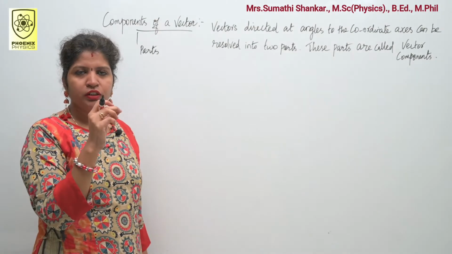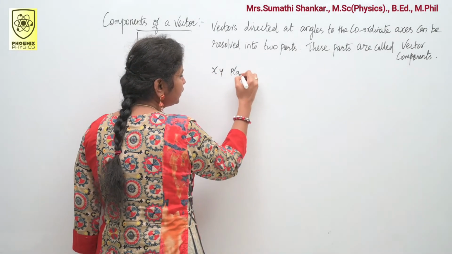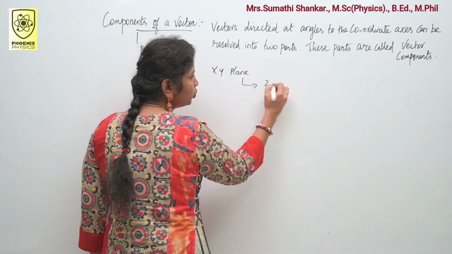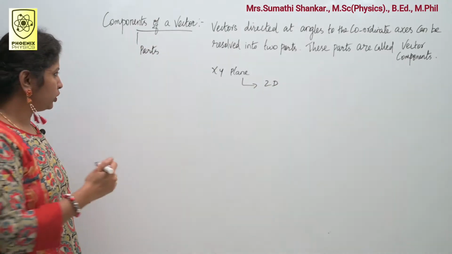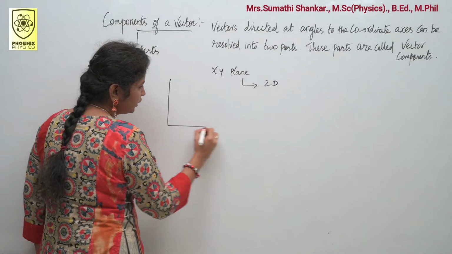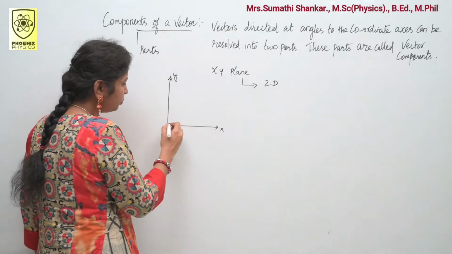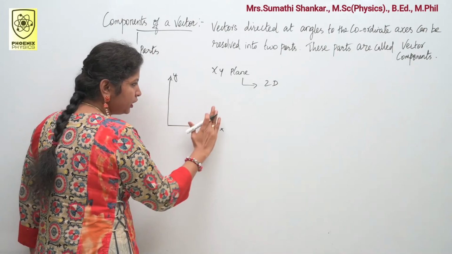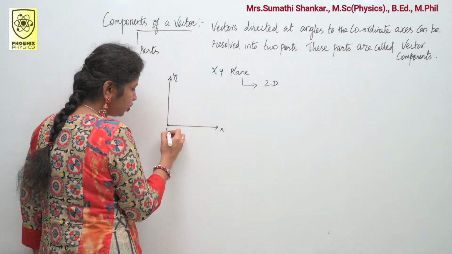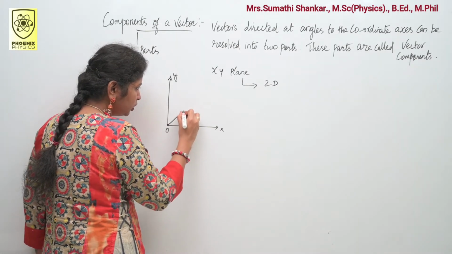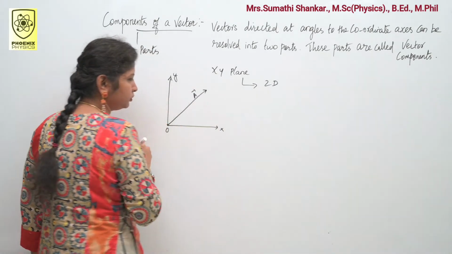Consider an object moving in the xy plane. If it is a plane, it is two-dimensional. It has only an x coordinate and a y coordinate. This is my x axis and this is the y axis. The object is moving in the xy plane. So the object starts from this origin O and moves in this direction. This is my A vector.